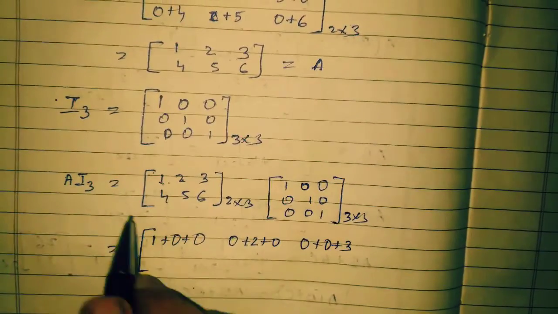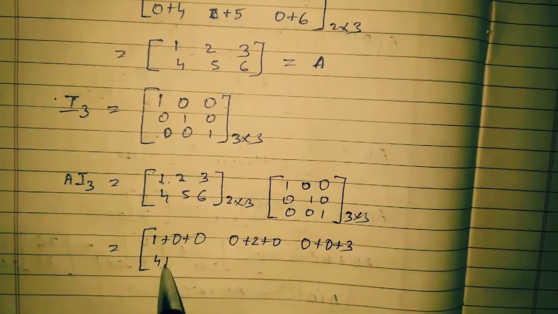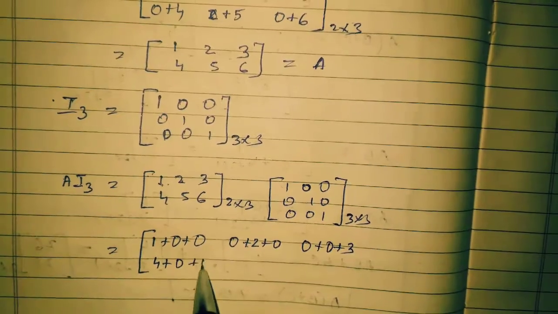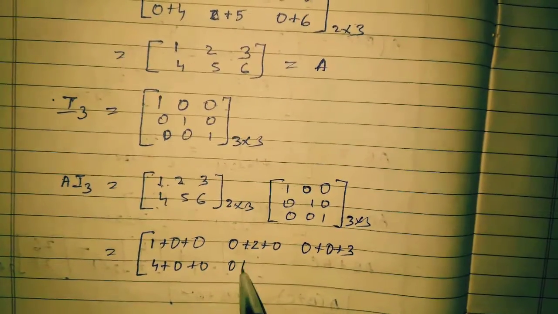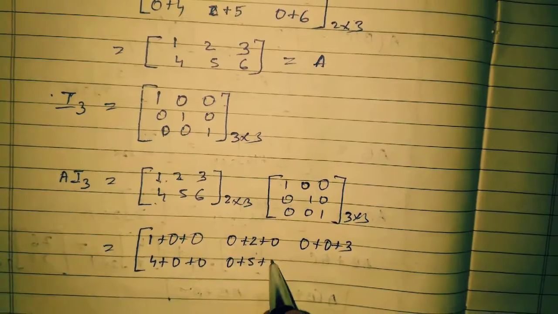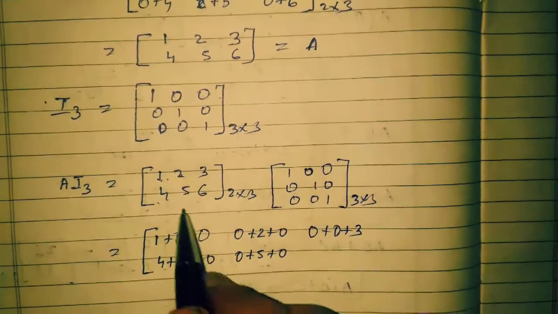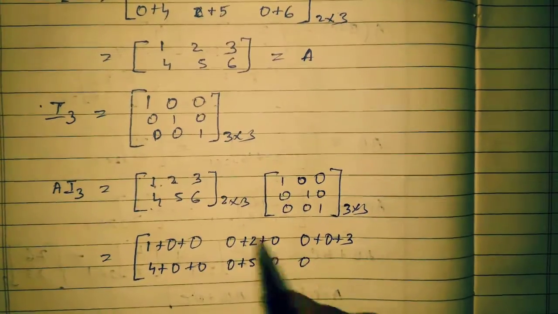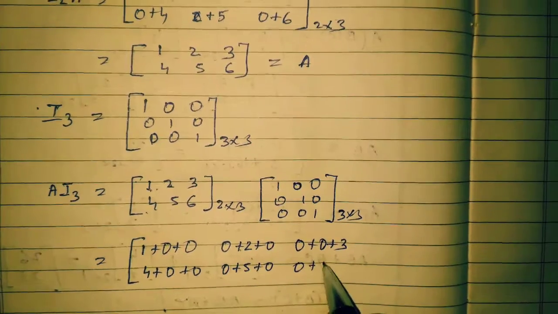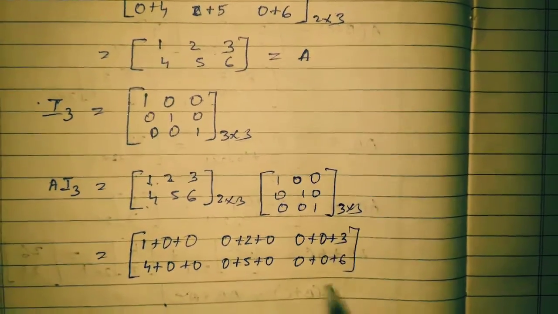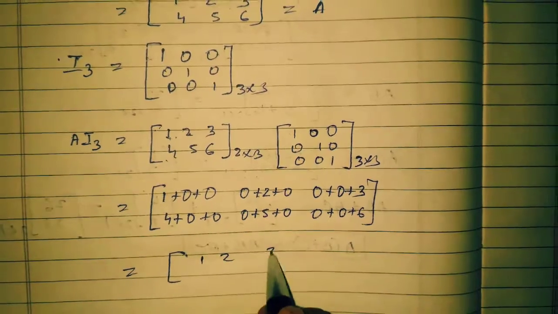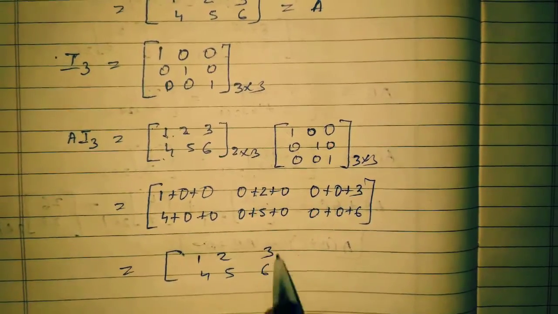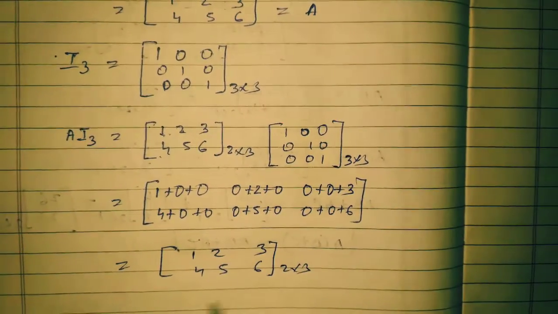Similarly, 4 into 1 is 4, 5 into 0 is 0, and 6 into 0 is 0. Next, 4 into 0 is 0, 5 into 1 is 5, and 6 into 0 is 0. Next, 4 into 0 is 0, 5 into 0 is 0, and 6 into 1 is 6. So finally we'll get 1, 2, 3, 4, 5, 6. That is also a 2 into 3 order matrix.